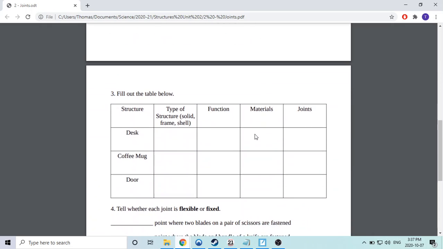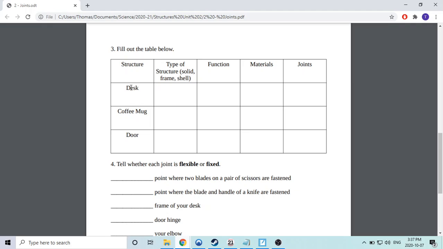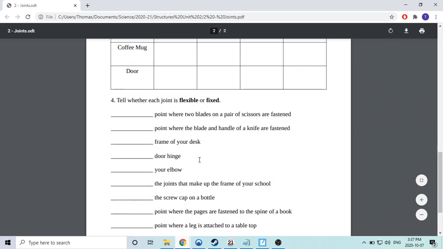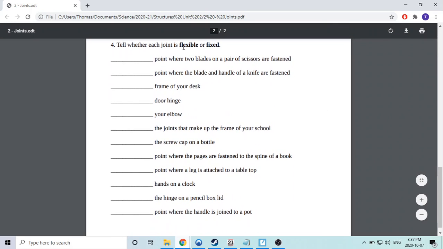Right? This one, you're going to fill out the table. So we've got a desk, a coffee mug, and a door. Tell me, is it a solid frame or shell? What's the function? So what is it for? What do you use a desk for? What do you use a coffee mug for? What do you use a door for? Materials. So give me some materials that it might be made out of. And tell me what joints are there. So give me one example of where joints in a desk are, or on a coffee mug, or on a door.